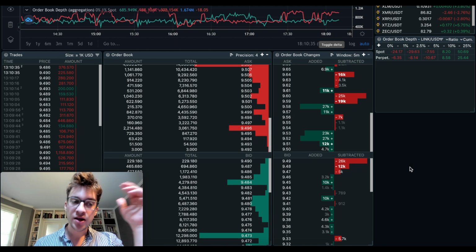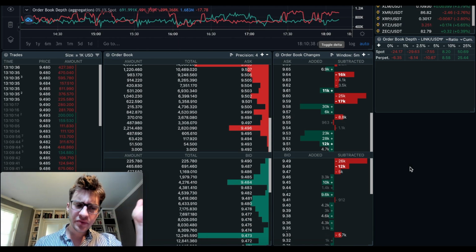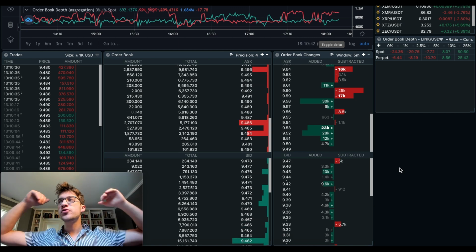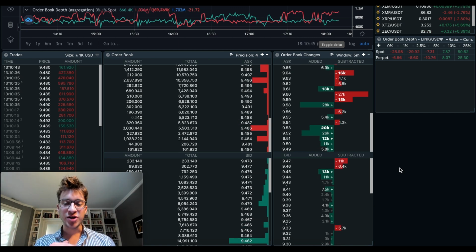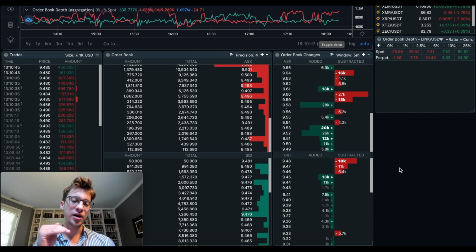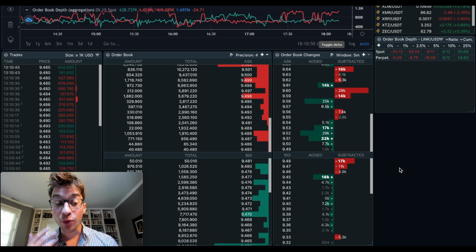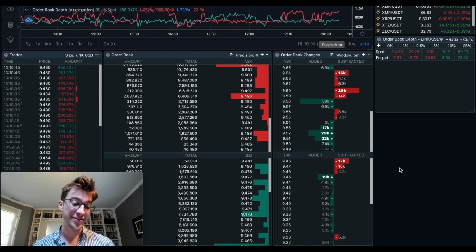Why does that happen? Well, that happens, guys, because of the order book delta and what's being added. Even if there's a bunch of selling, after that selling, somebody could just be bidding up the price. The market maker could just be bidding up the price so that it just keeps rising. Even when people are selling, they could just be accumulating like that, right?